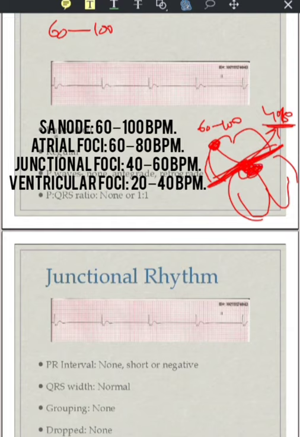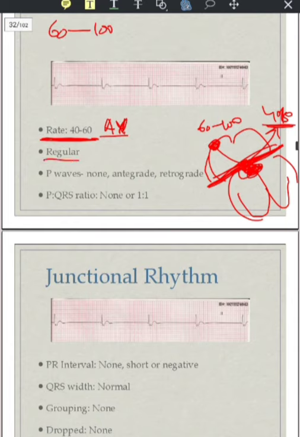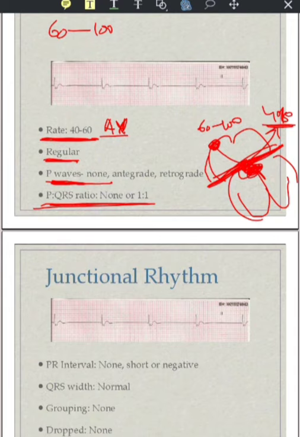In that case, rate is approximately 40 to 60 because AV node has capability to generate the current of approximately 40 to 60. Then rate is going to be regular because pacemaker is present and pacemaker is AV node. There are no P waves, antegrade or retrograde. And then P to QRS ratio is similarly none, right? So in this ECG, you can see that there is no P wave, right? QRS complex is present, T waves are present, right? And rate is approximately 40 to 60. So we can say that it is AV nodal rhythm, right?